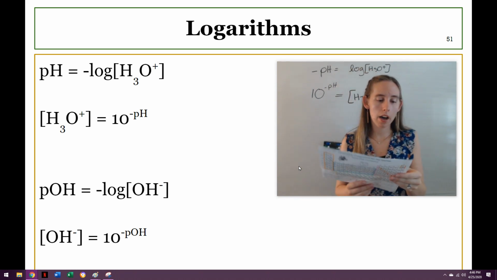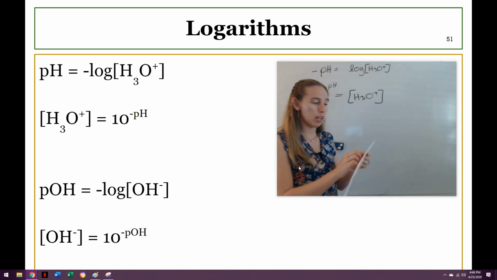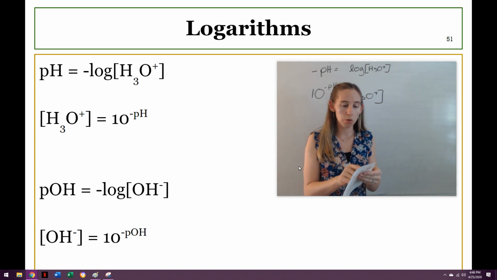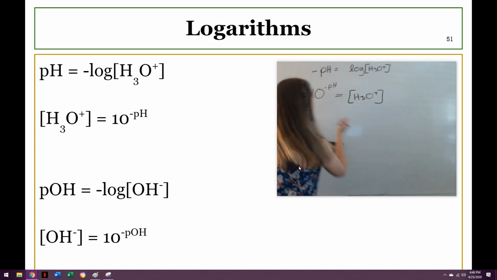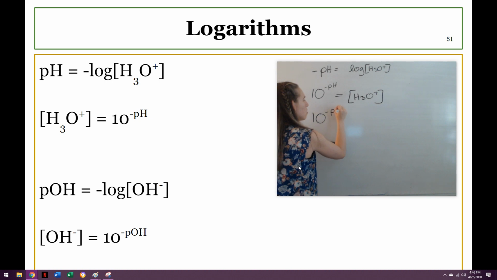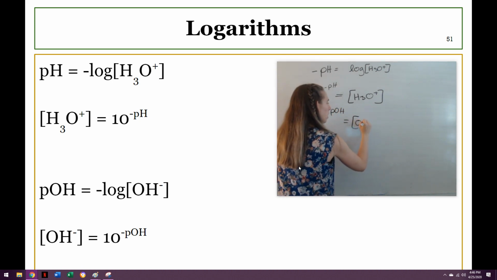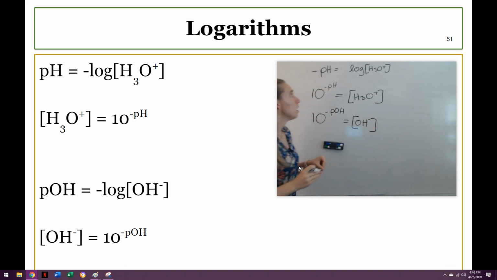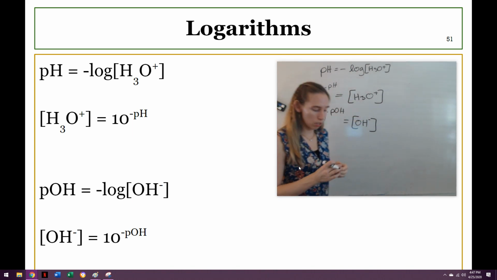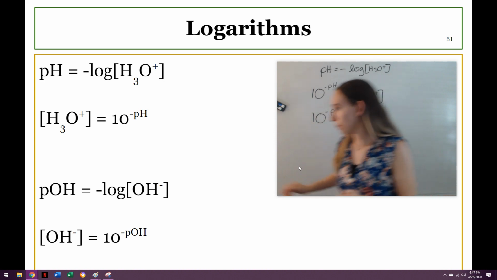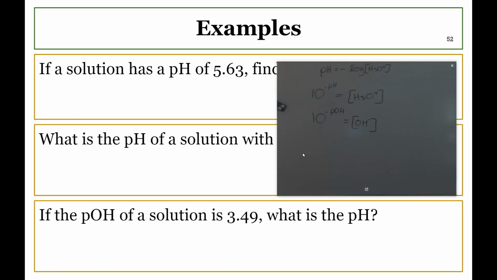But you have this equation on your periodic table. 10 to the negative pH is equal to H3O. So then it follows that 10 to the negative pOH is equal to hydroxide. That way, if you are given, let's move this back over. If you're given H3O and you need to find pH, use this equation. If you're given the pH and you need to find H3O, use this equation. Same with the pOH. Those go back and forth that way. All right, so we're going to do some practice problems with these.